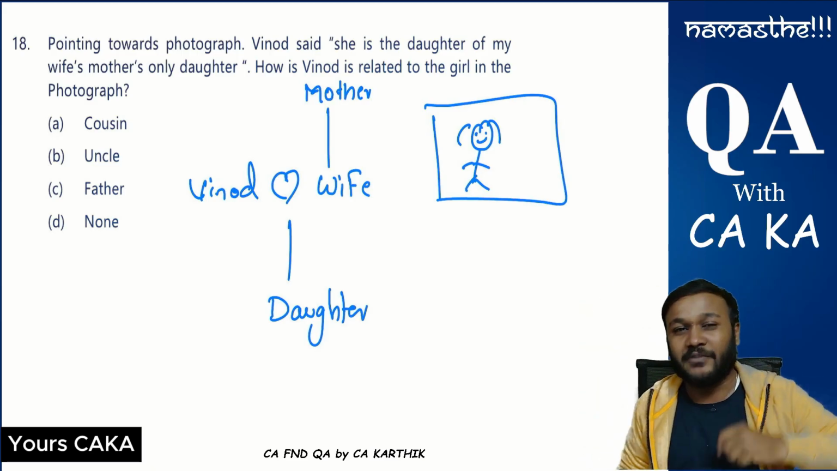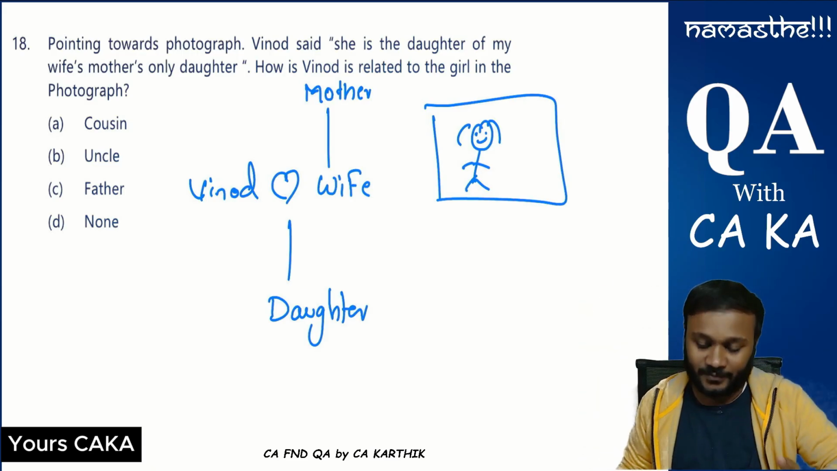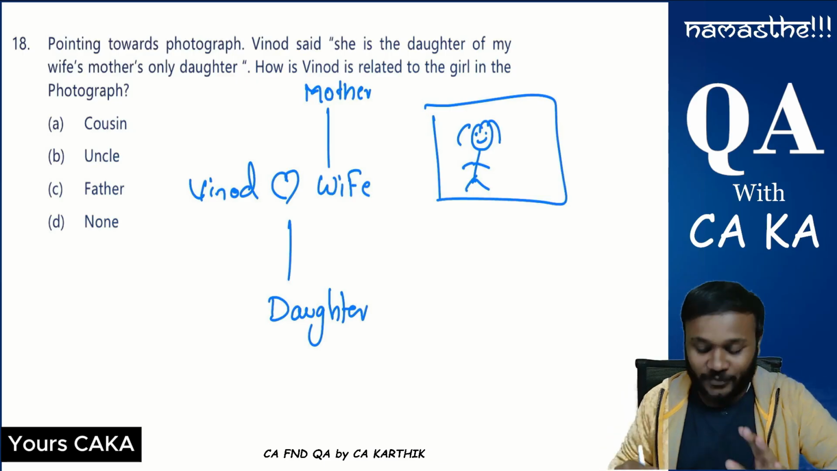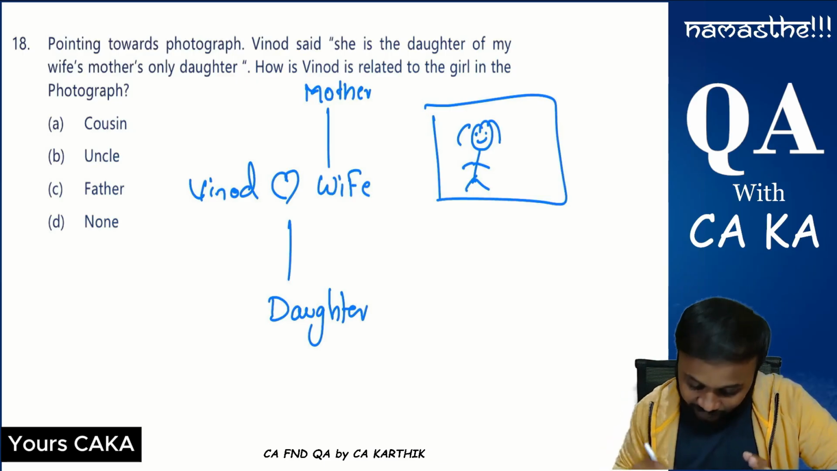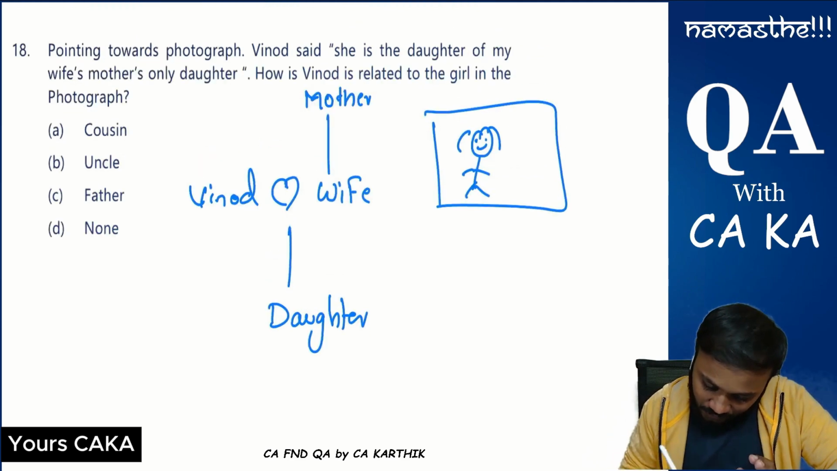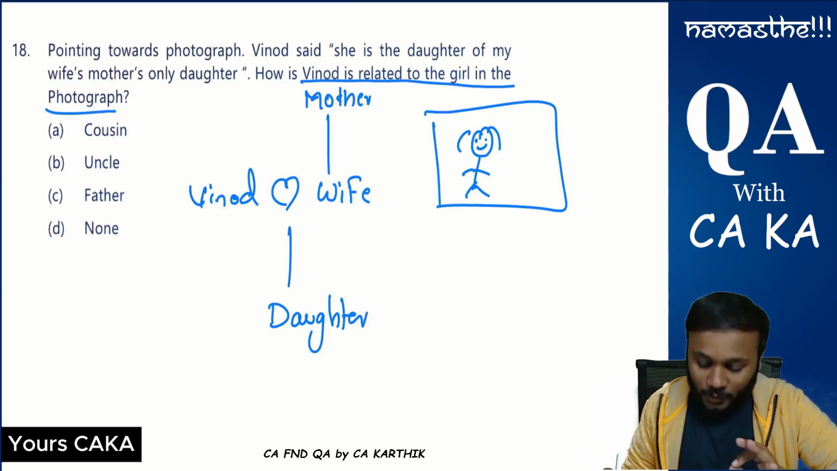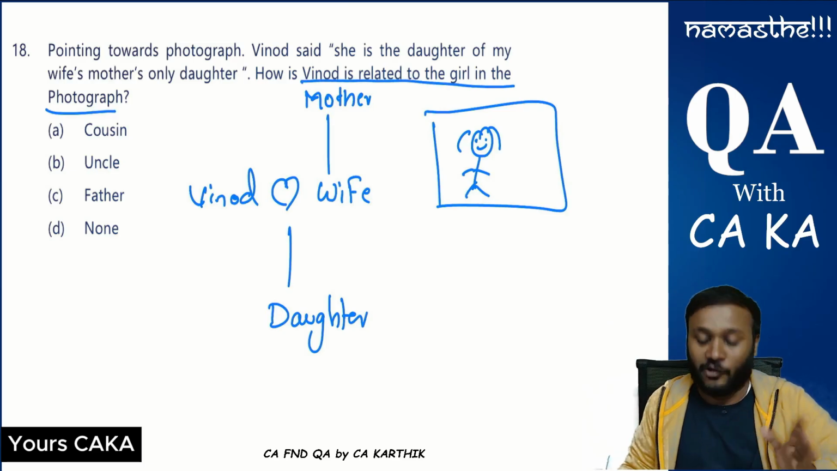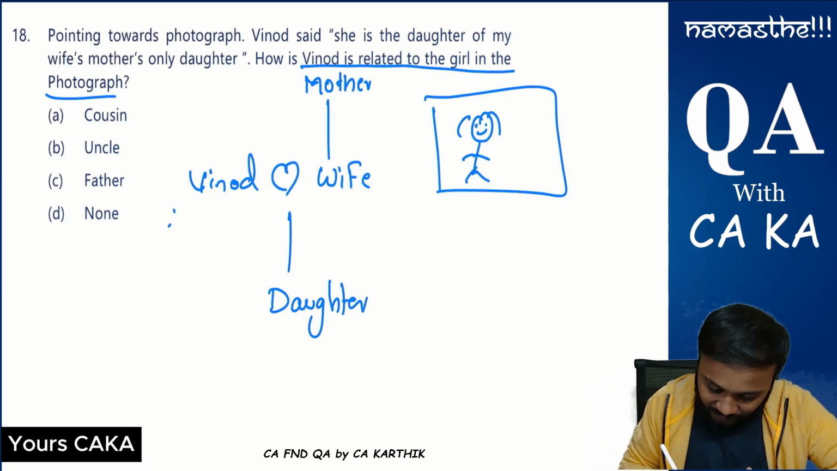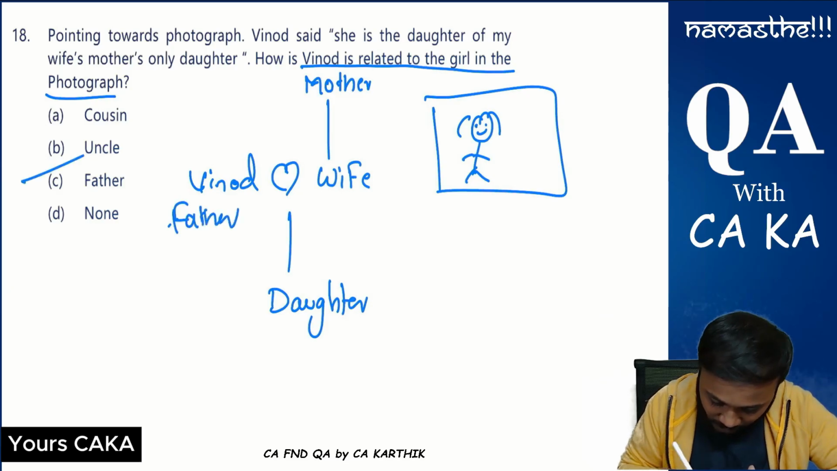So my wife's mother has only one daughter, which is my wife. Okay, not my wife, Vinod's wife. Now, how is Vinod related to the girl in the photograph? Straight away you can see it is a father and daughter relation. So the answer is option C.